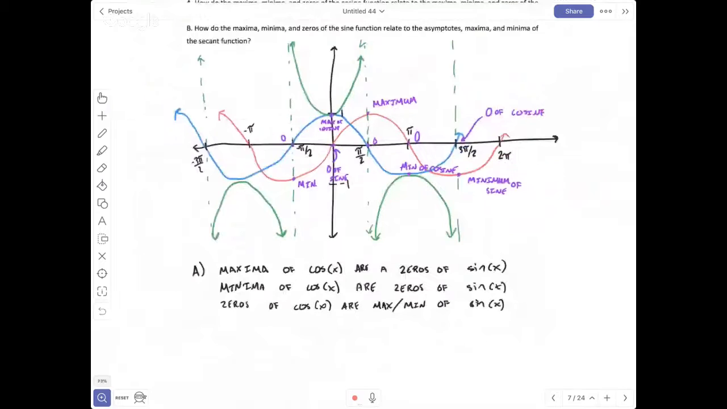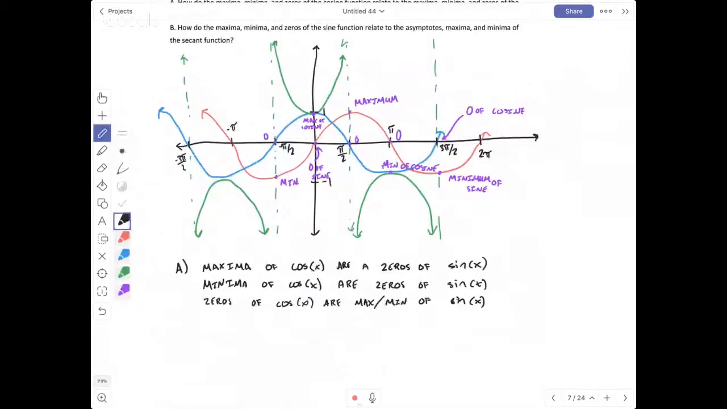Then B. How do the maxima, minima, and zeros of the sine function relate to the maxima, minima, and zeros of the secant function? And I actually meant to ask about the cosine and secant because they're reciprocals, and that's more interesting. But that's okay. We'll answer the question as written so no one gets confused. So we'll notice that when sine is at a 0 point, secant is at either a max or a min.